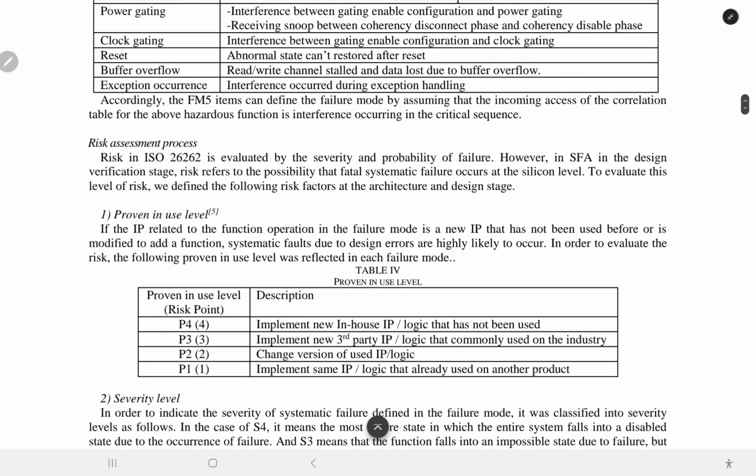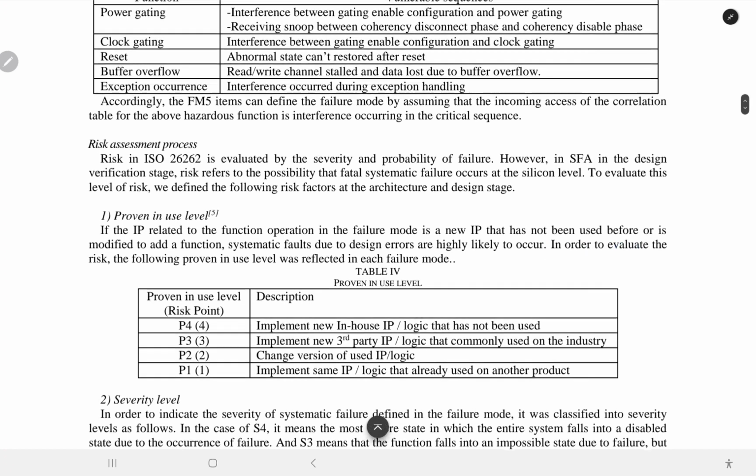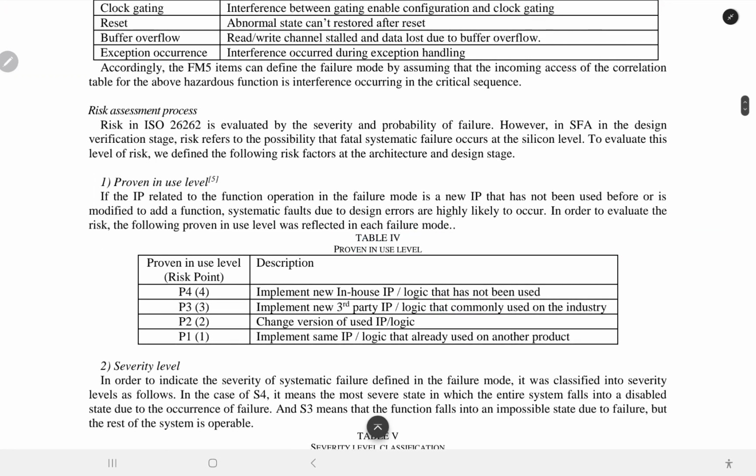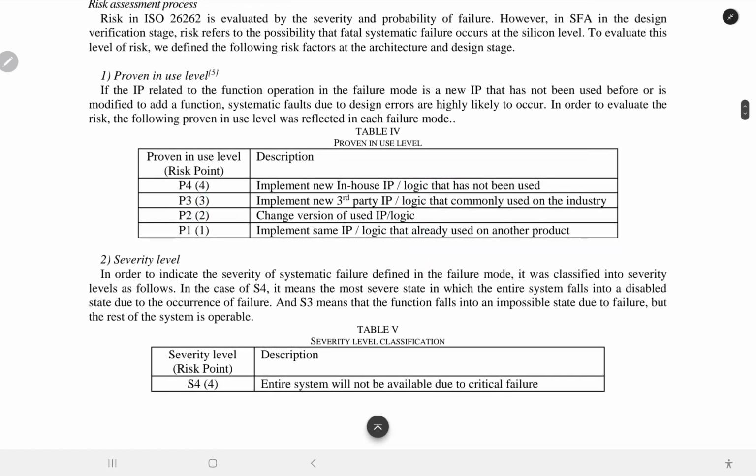1. Proven in use level. If the IP-related function operation in the failure mode is a new IP that has not been used before, or is modified to add a function, systematic faults due to design errors are highly likely to occur. In order to evaluate the risk, the following proven in use level was reflected in each failure mode. Table 4, proven in use level.